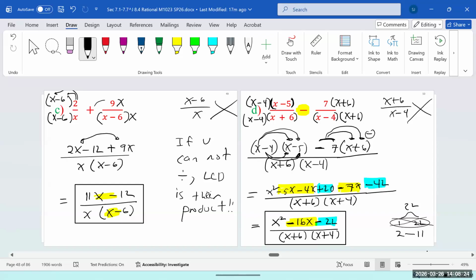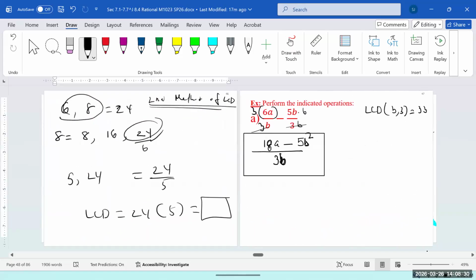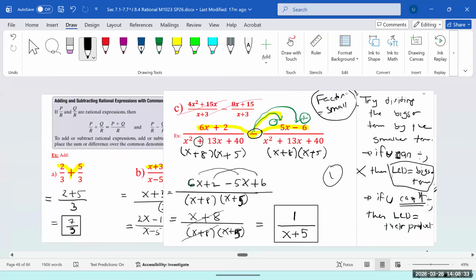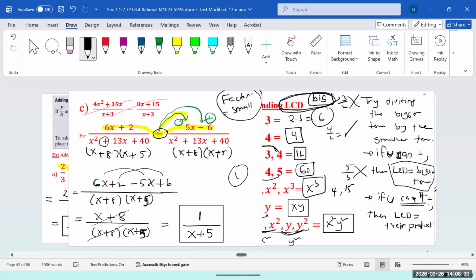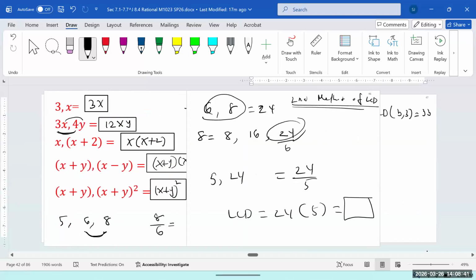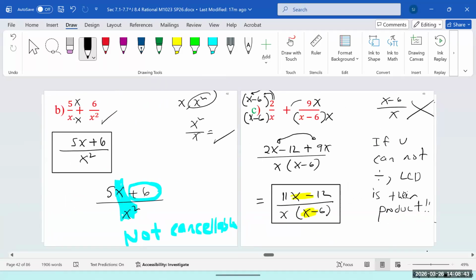Because sometimes it's factorable. If it's factorable, you factor, you cancel, just like we did in the first few examples. See, in these two, once you combine, it's factorable and then cancelable. So you should always check whether something is factorable or not, cancelable or not.